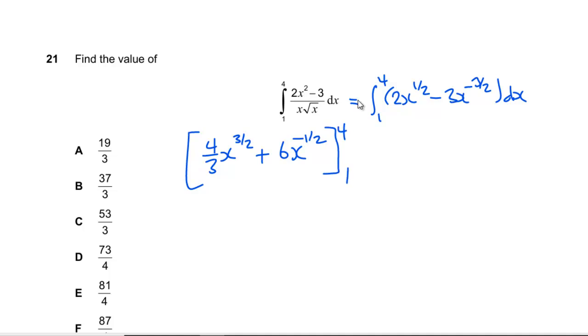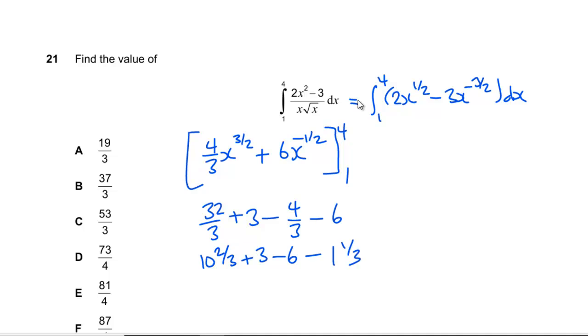Put the 4 in. I'm going to have an 8, so 32 over 3. And then I'm going to have a 6 over 2. Then I'm going to take off a 4 over 3 and I'll take off a 6. So that is 10 and 2/3 plus 3 minus 6 minus 1 1/3. So I'm taking 3 off, 4 off, and a third off. 6 1/3 is A.